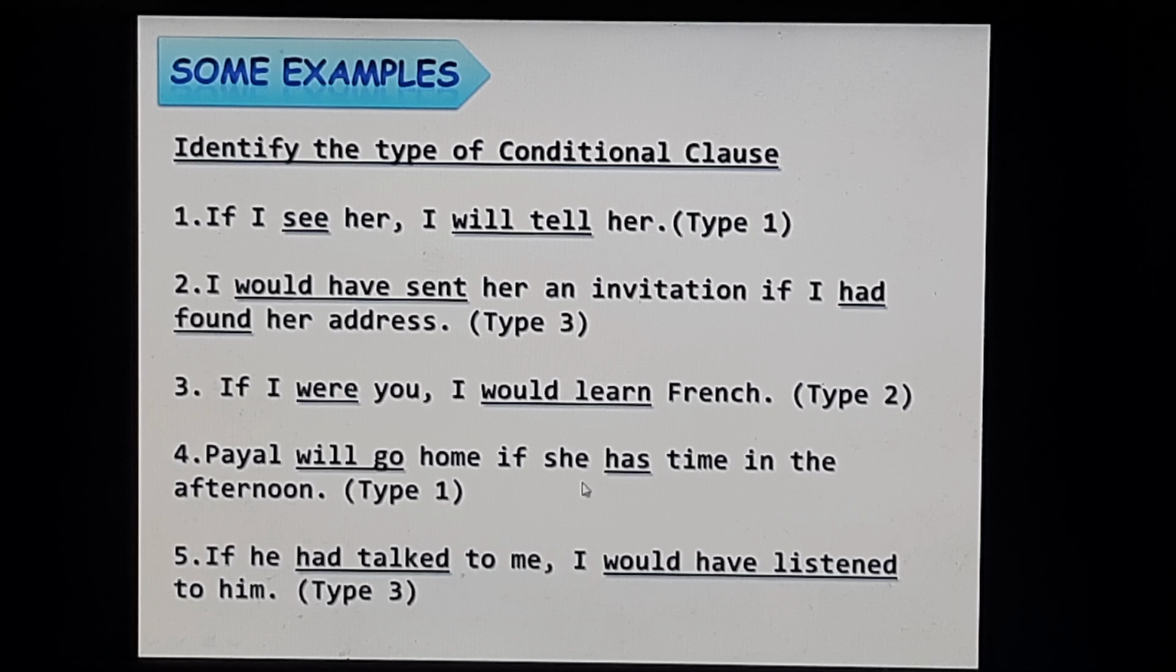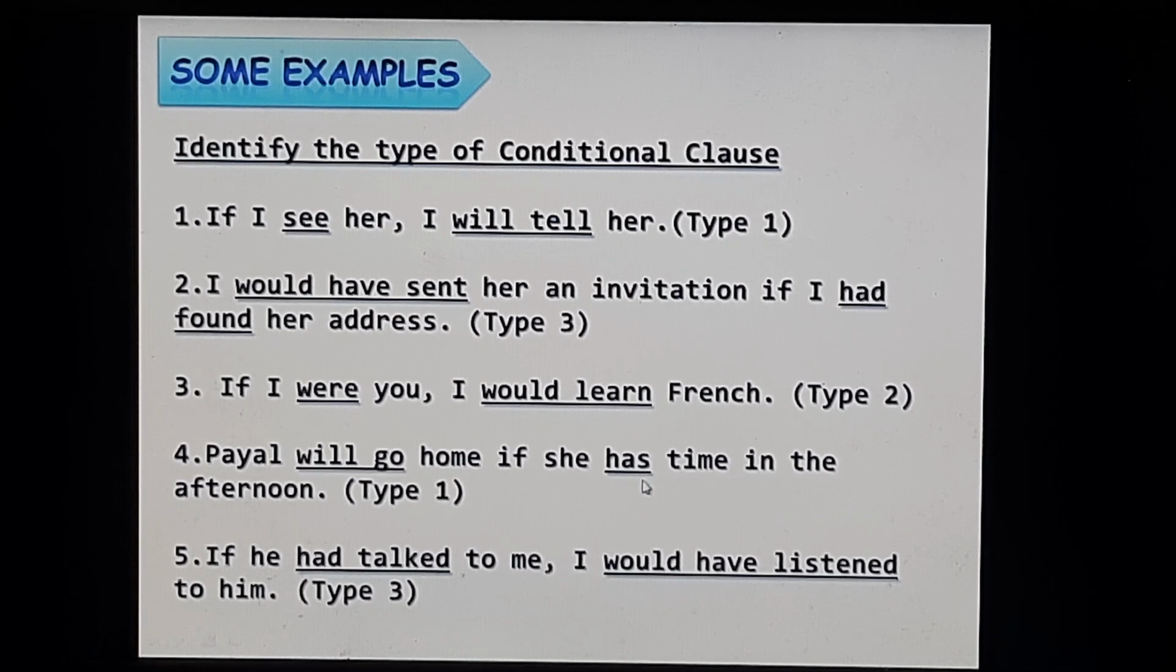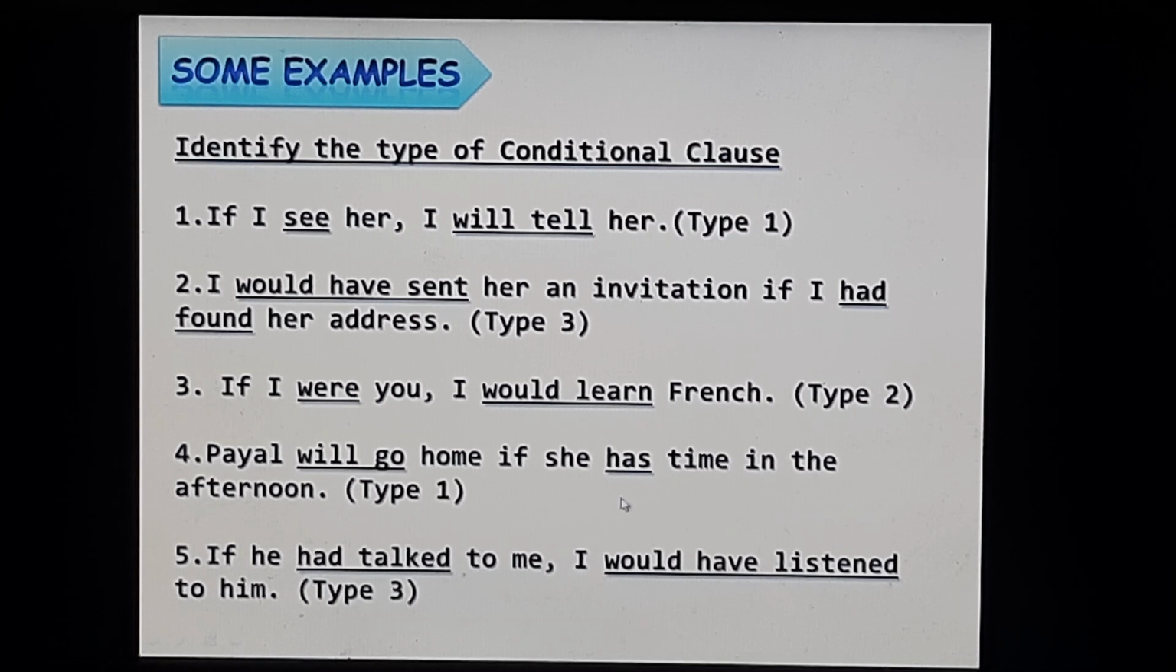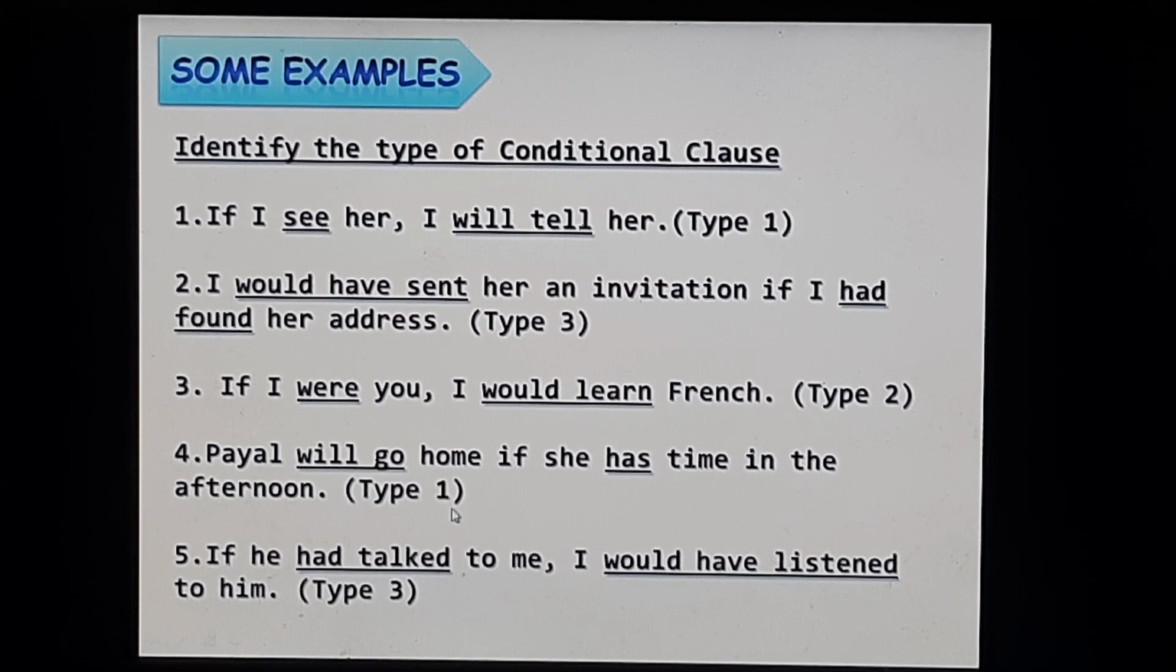Payal will go home if she has the time in the afternoon. In the if clause, if she has time in the afternoon, your verb is has, which is in the simple present. So your verb in the main clause should be in the simple future, will go. So it is type 1 condition.